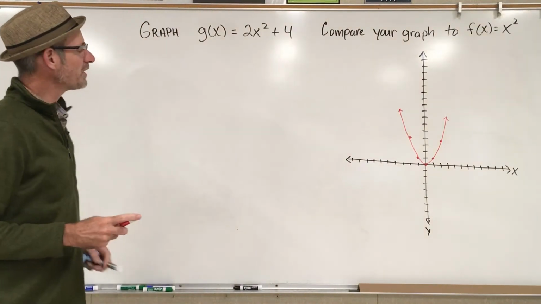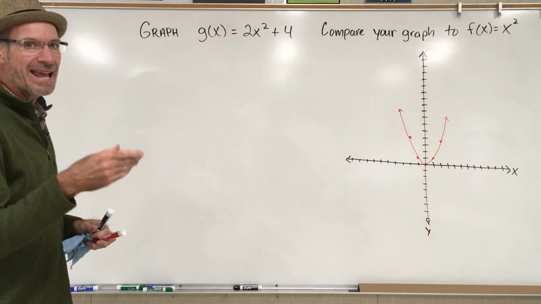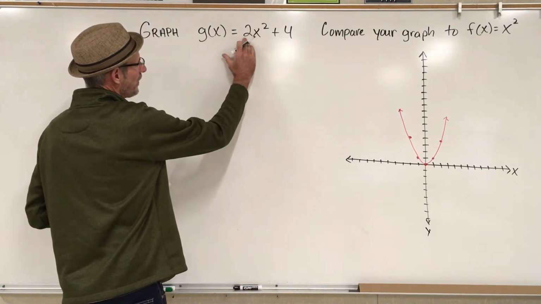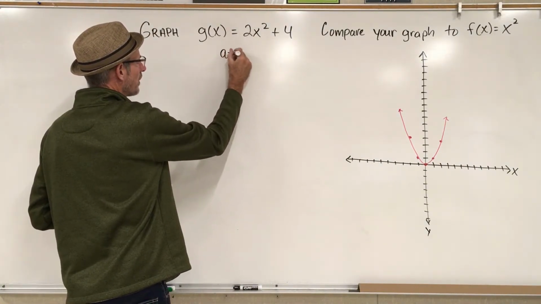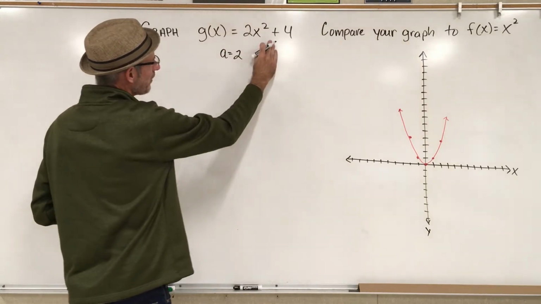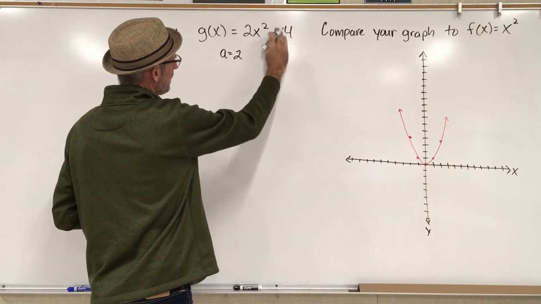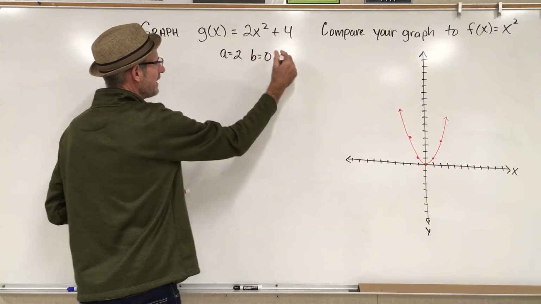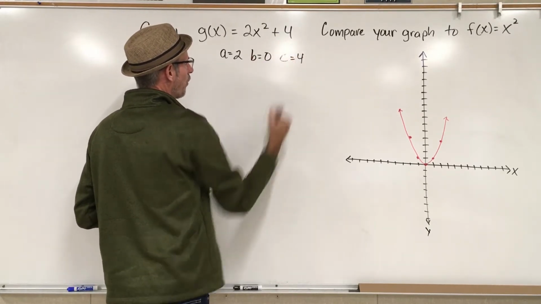Now, to graph this function, we need to find our a, b, and c values. So on this problem, our coefficient under x squared is 2. So our a is 2. We don't have any x term in the middle. So our b value is 0, and our c value is 4.